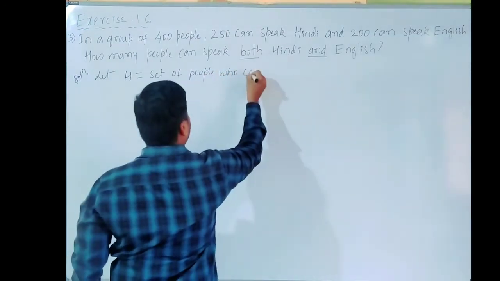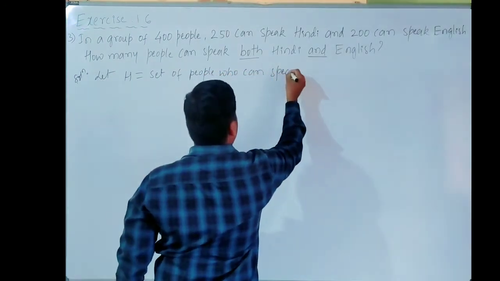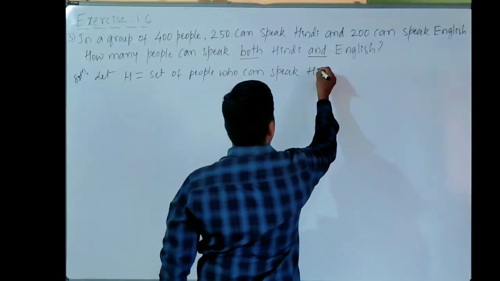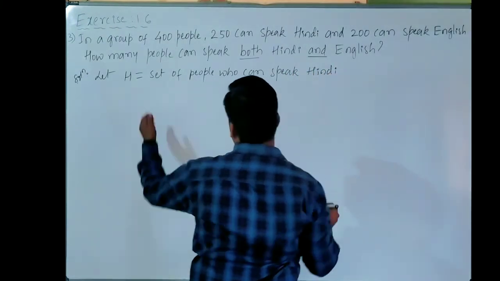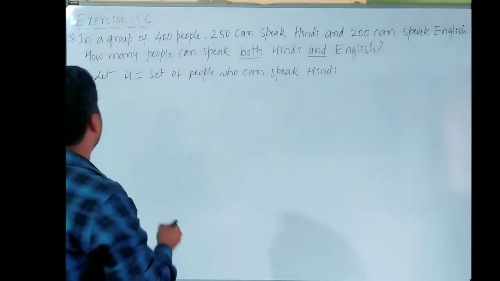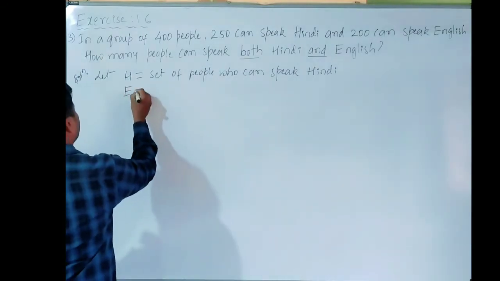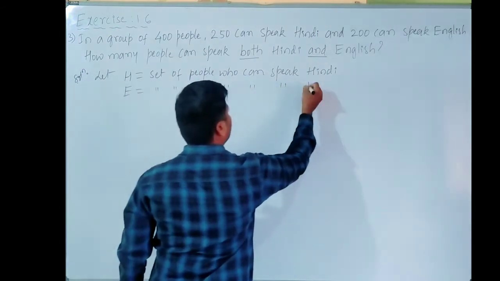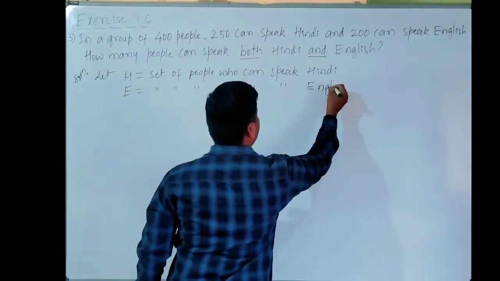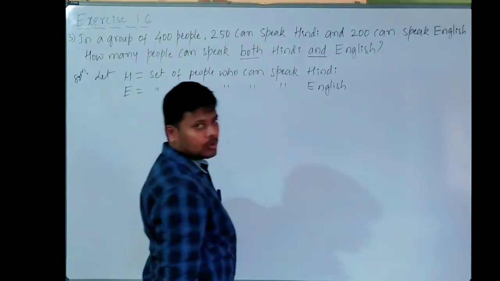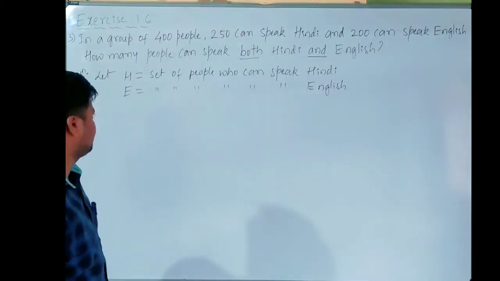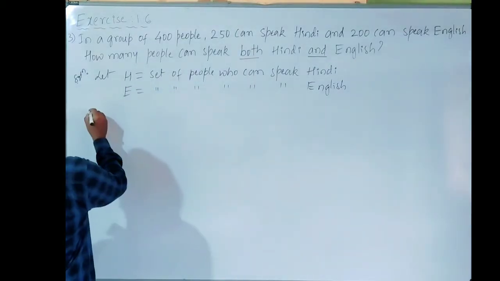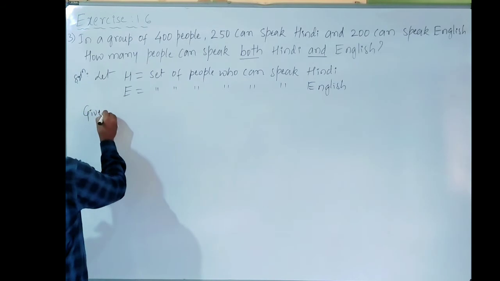Let H be the set of people who can speak Hindi, and set E the set of people who can speak English. The sets are not given directly, so we have to define them now. So what are the given things?